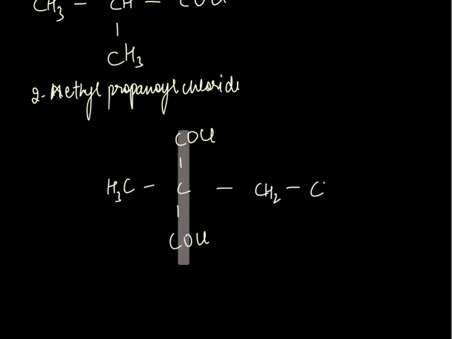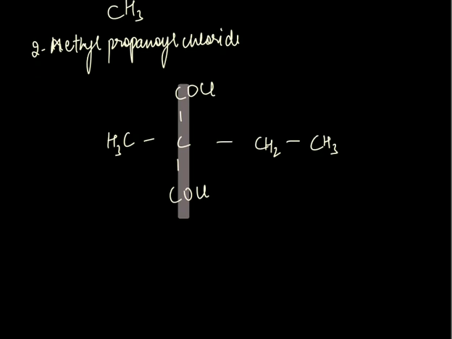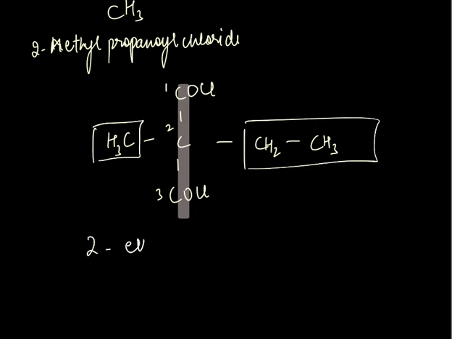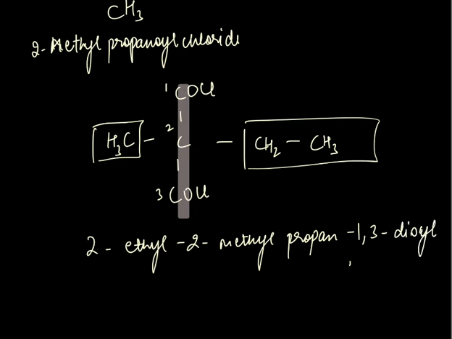So for 2 it's okay, but if you have 3, then again we are going to use the same concept that we use for carboxylic acid, having 3 COOH groups. So it was tricarboxylic acid, right? So in this example, 1, 2 and 3. So on 2 you have methyl and ethyl also. So this will be alphabetical order. E will come first, 2 ethyl, 2 methyl, propane, all single bond, 1 comma 3, dioyl chloride.